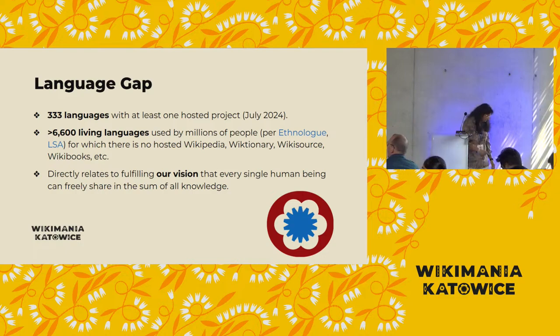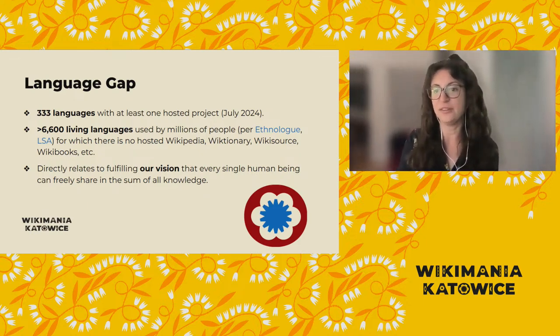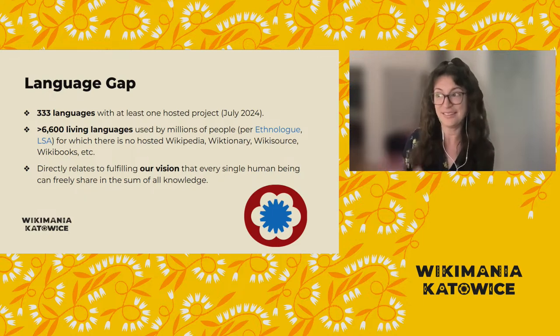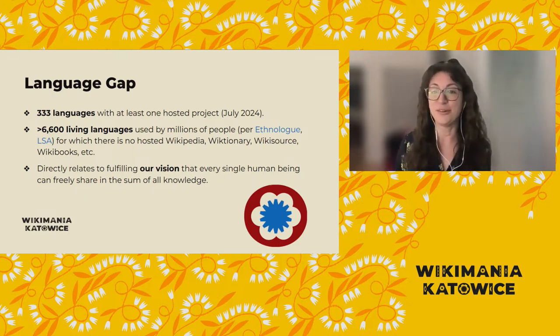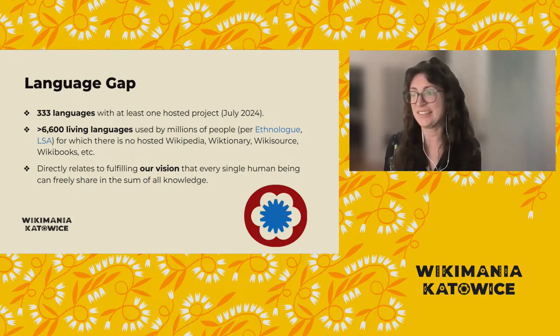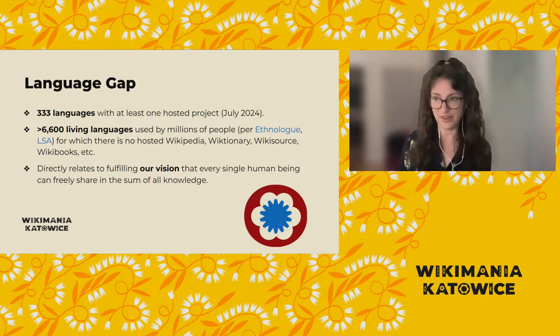Carolyn? Thanks so much. Thank you. So I mentioned earlier that 333 languages have at least one content project hosted by Wikimedia. This is definitely something worth celebrating, but it can also be looked at in a different way. 333 is only about 5% of the world's 7,000 living languages. So in other words, there are thousands, possibly more than 6,600 living languages that are used by millions of people around the world, but that don't have a hosted Wikipedia or Wiktionary or Wikisource, et cetera.